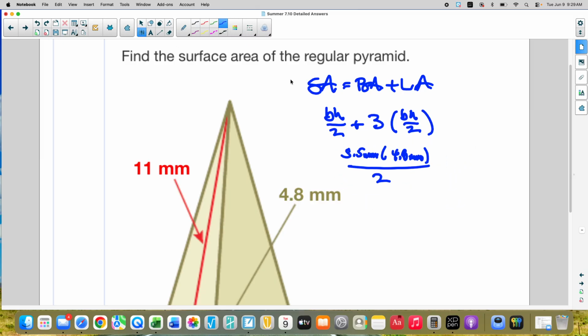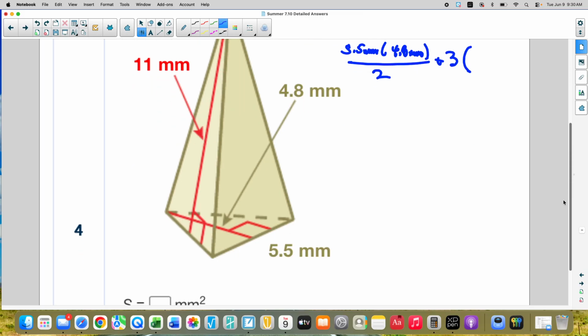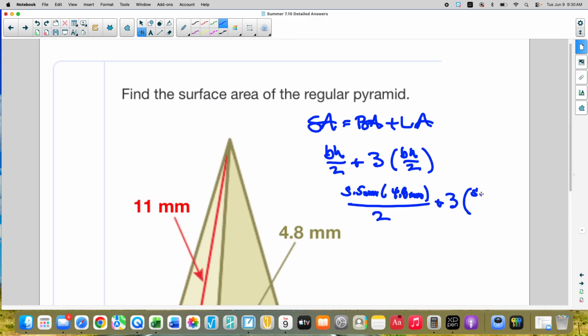And then let's add the lateral area, which is 3 times, now the base is going to be the same, 5.5 millimeters times the height. Now this is the height of the lateral area triangles, which is 11 millimeters divided by 2. So we're going to have 5.5 times 4.8, which equals 26.4 millimeters squared divided by 2.